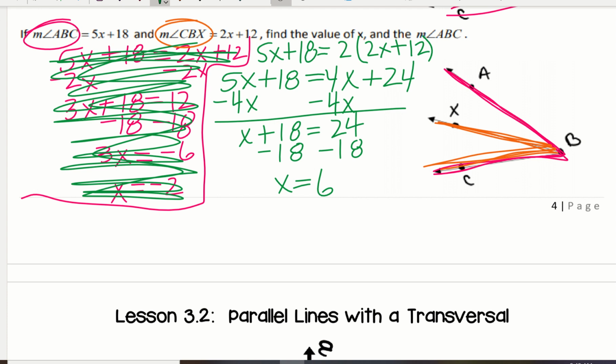Then where would I plug that 6 in to get the measure of angle ABC? You could plug it into 2x plus 12. Where would be the easier place to plug it in? 5x plus 18, because that's going to get me the answer without having to do any other work. So 5 times 6 plus 18 gives me 48 degrees. Okay?